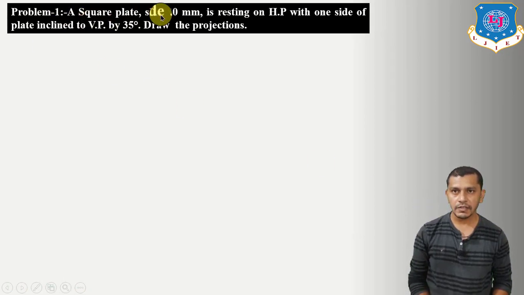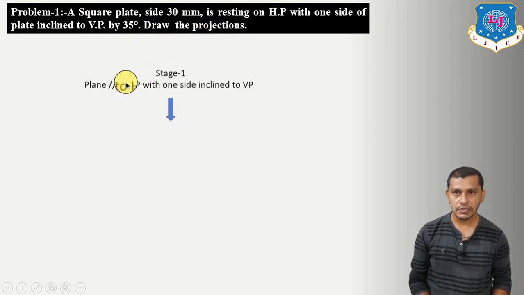A square plate of side 30 mm is resting on HP. Here the plane is resting on the horizontal plane with one side of the plate inclined to the vertical plane by 30 degree. Draw the projections. So right now in the first stage we have to assume the plane parallel to the horizontal plane with one of the sides inclined to the vertical plane, because the surface inclination is not given.